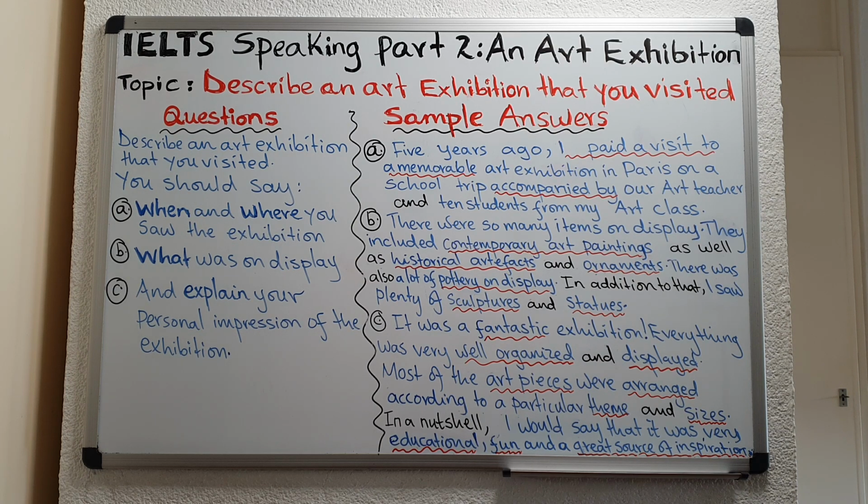Let's move on to question C. Explain your personal impression of the exhibition. So, in this question, you're supposed to describe what you thought about the exhibition. What did you think about it? What did you feel about it? What is your opinion? Your personal impression is your personal opinion of the exhibition.